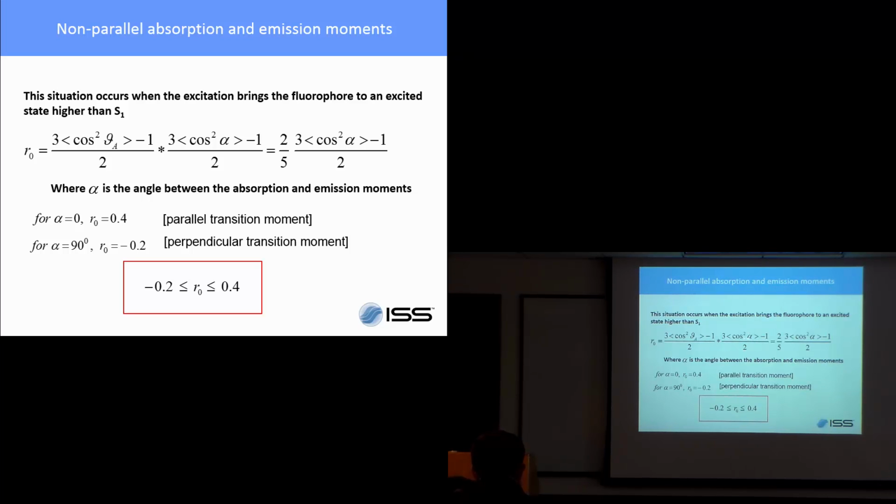And here we have two scenarios. One, if this is parallel, so we go back to the 0.4 that we found before. If you plug in 0 here, this is 3 minus 1, 2 divided by 2, 1, and we are only left with this part of the formula. If this, on the other hand, is 90, we find R0 minus 0.2. So this tells us that the anisotropy varies between these two values, minus 0.2 and plus 0.4. So if somebody comes to you and says, oh, I measured minus 0.3, well, something is wrong. Forget about it.